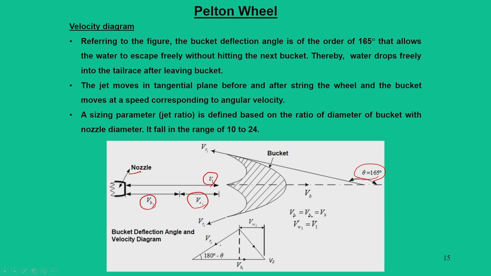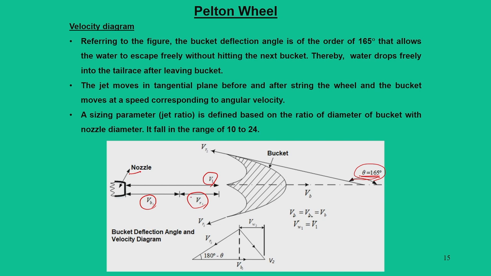The main reason for keeping this deflection is that when the water exits from this bucket, it should not interact with the mainstream. That means VR2 and V1 should not interact with each other. For that reason these angles are designed, and the optimum angle has been fixed at 165 degrees, so that the deflection ensures maximum power subject to no interaction of inlet and outlet water jets.